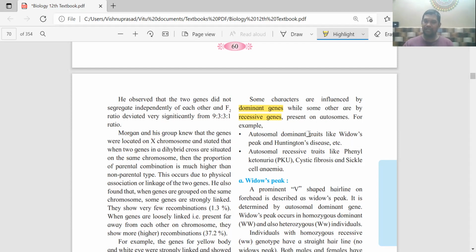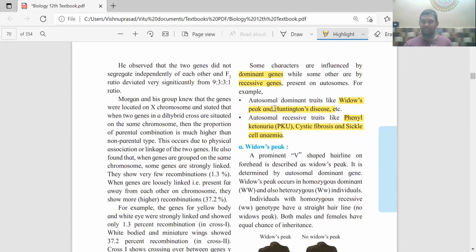Autosomal dominant traits include things like widow's peak, sometimes a disease, sometimes just an alternate trait. The other one is autosomal recessive traits, which include phenylketonuria, cystic fibrosis, and sickle cell anemia. We'll see some of them. Let us take a look at the first one. In autosomal dominant, the example given is widow's peak.